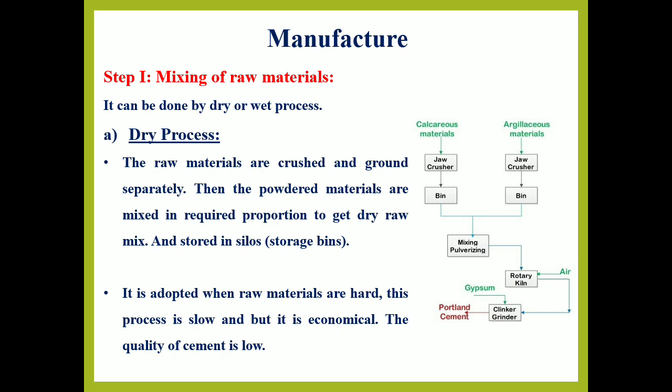In the dry process, raw materials are crushed separately and ground. Then the powdered materials are mixed in required proportion to get a dry raw mixture, and this is stored in different bins known as silos or storage bins. The dry process is adopted when the raw materials are quite hard and this process is slow. The quality of cement produced by the dry process is not so good compared to the wet process.